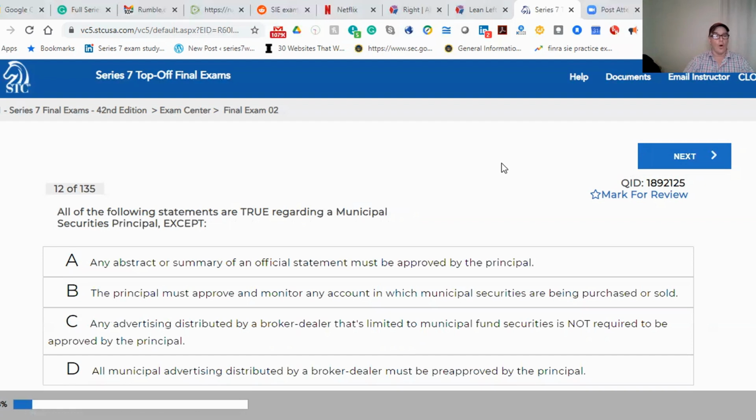Okay. All the following statements are true regarding MSPs, Municipal Securities Principals, except. Okay, here we go. This could be a problem. Any abstract or summary of an official statement must be approved by the principal. Okay, maybe we'll come back to that. The principal must approve and monitor any account in which muni securities are purchased. I'll say that one. Any advertising distributed by a broker-dealer that's limited to muni fund securities is not required to be approved by a principal. And all muni advertising distributed by a broker-dealer must be approved by the principal. Okay, so there's what's not true.